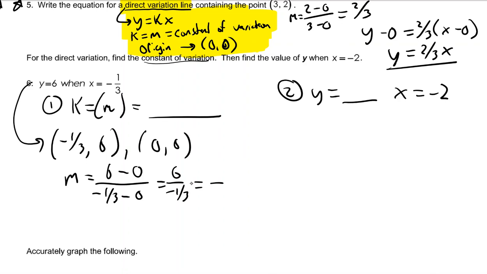Let's see, dividing by 1/3 is the same thing as multiplying by 3. So there's the slope. There's the constant of variation. The work's no harder. It's just that you have to know those couple of things. You have to know what constant of variation is.